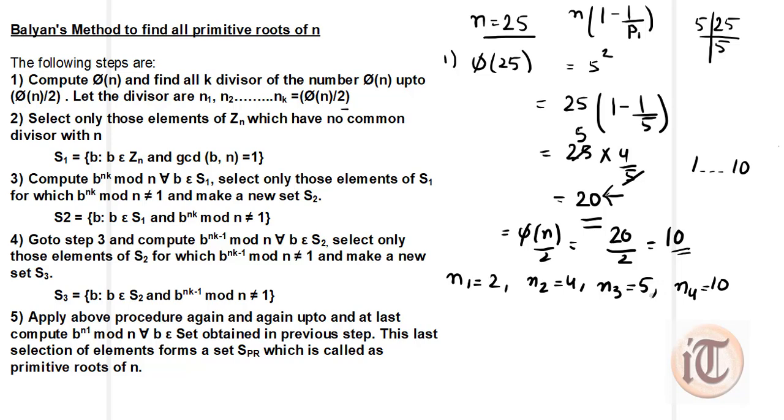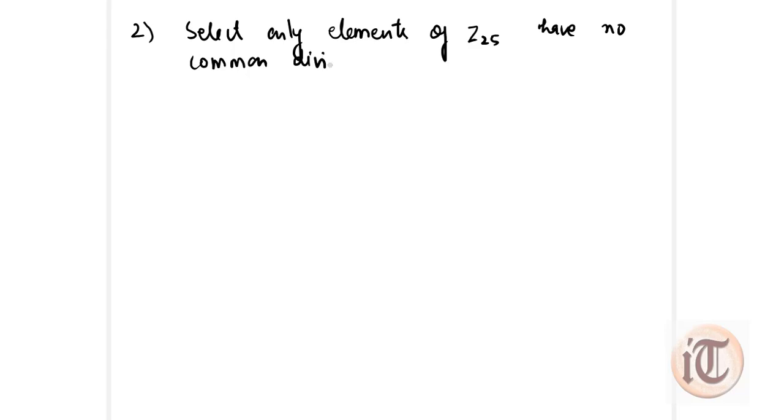So in step 2, we select only those elements of Z25. Z25 means from 1 to 24. Select only those elements of Z25 which have no common divisor with the number n, meaning the number 25, and put those selected elements in a new set, that is S1. So we start with number 2. Do 2 and 25 have a common divisor? No. So we put this 2 in S1. Then 3 and 25 have a common divisor? No. So we put 3 in S1. Similarly, we have to check up to the number 24.